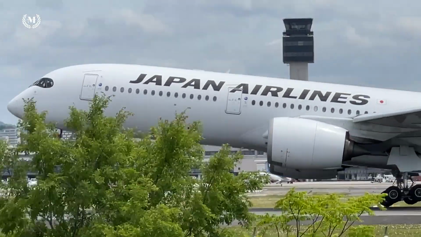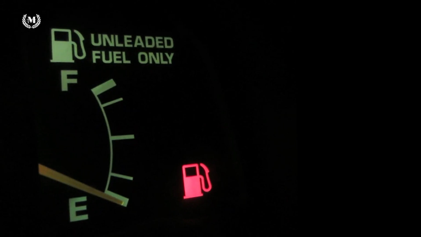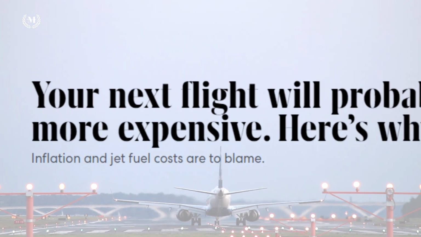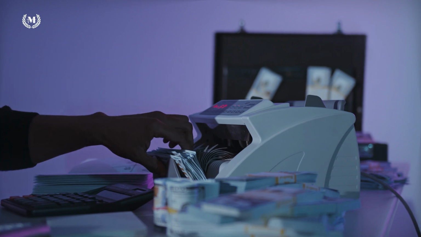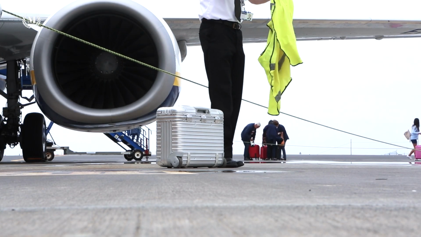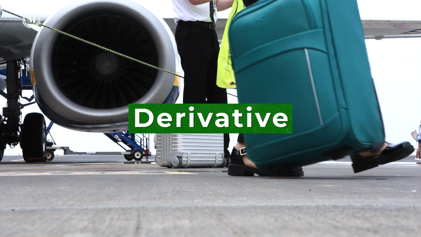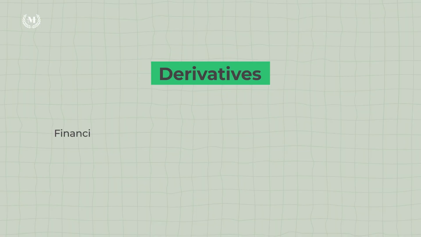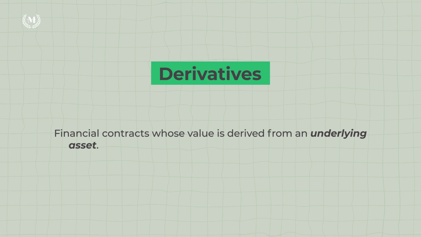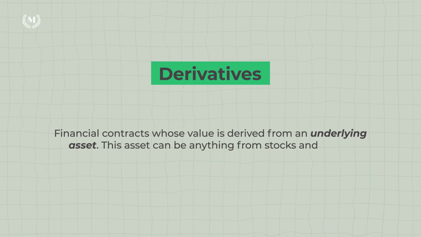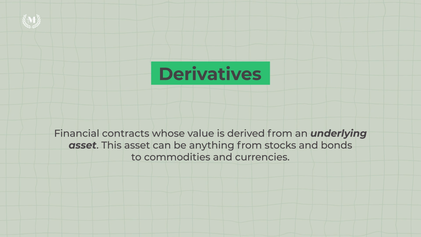Imagine you run an airline and fuel is a huge expense. If the price of jet fuel goes up, your costs skyrocket, which would eat into your profits. To protect themselves from this, airlines often use something called a derivative. Derivatives are financial contracts whose value is derived from an underlying asset. This asset can be anything from stocks and bonds to commodities and currencies.